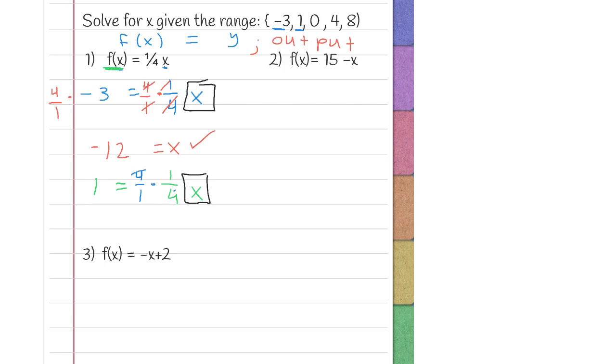So then this reduces to 1. And then you have to multiply on this side as well. So 4 over 1. What is 4 over 1 times 1? Well, that's just going to be 4. So x is equal to 4. And we're done for that one.